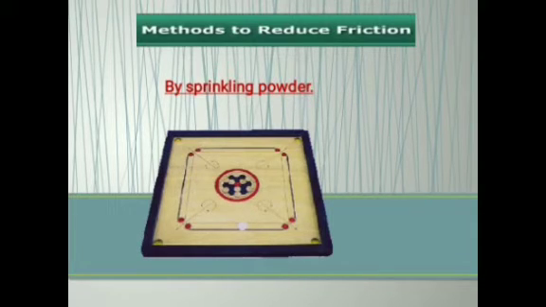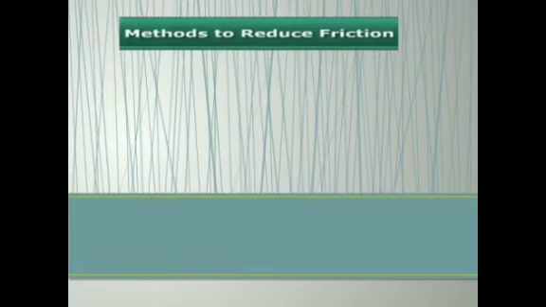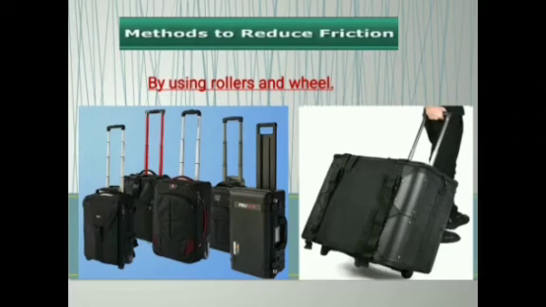Friction is reduced from the surface. Now the next one is by using rollers and wheels. Many heavy objects like big bags, suitcases, school bags are provided with small wheels called rollers to reduce friction so that we can carry them easily. Have you got it?